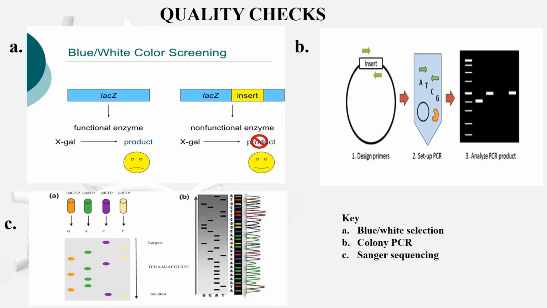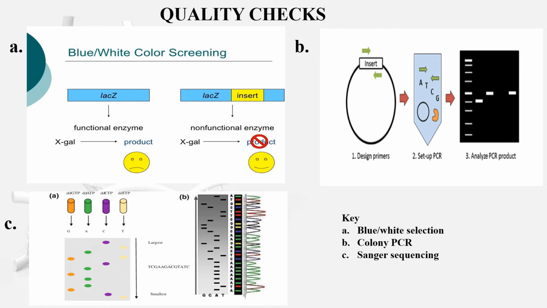So I'll do some quality checks to know if I had generated my correct vector by using 3 steps. I'll use the blue-white selection, which enables me to pick out all the cells that were resistant to ampicillin and had picked up my plasmid with insert on the culture plate, and the ones that have plasmid without the insert. The one with the insert will appear white, while the one without the insert will appear blue.